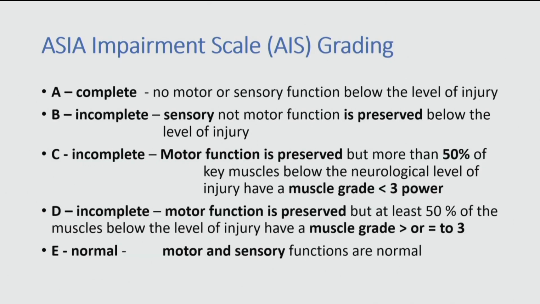So, A and B are almost the same as in Frankel's. But in C, it is incomplete, motor function is preserved; it has become more detailed and more objective, with more than 50% of the key muscles below the neurological level of injury having a muscle power of grade less than 3. And in D, incomplete, motor function is preserved, and at least 50% of the muscles below the level of injury have a grade more than or equal to 3. Sometimes again we have arguments on whether it is more or equal to 3. So, in E, normal, motor and sensory functions are normal.